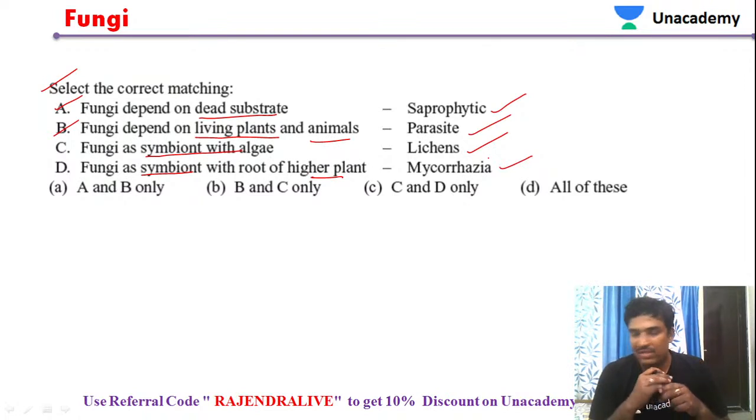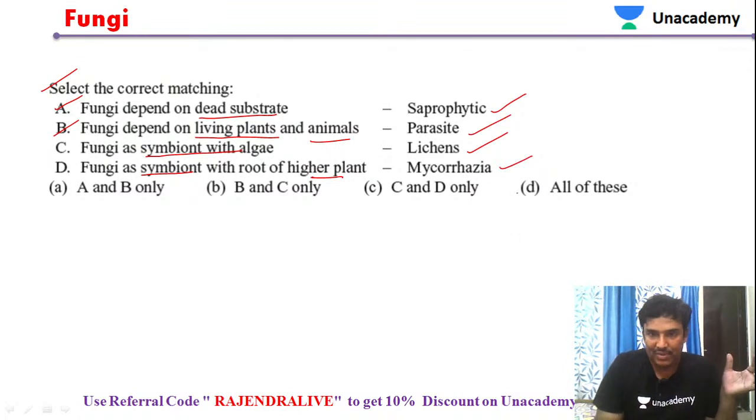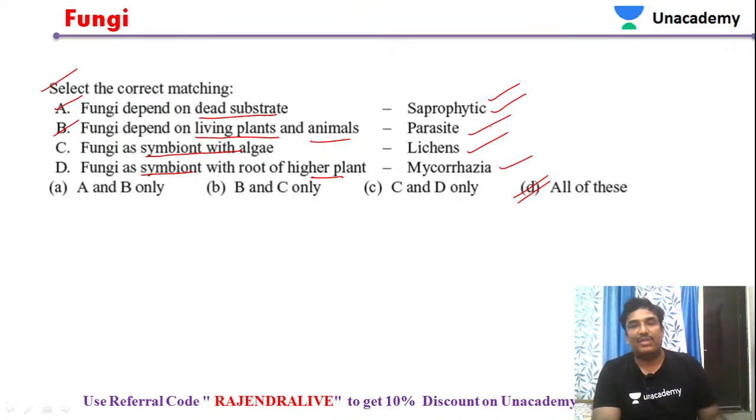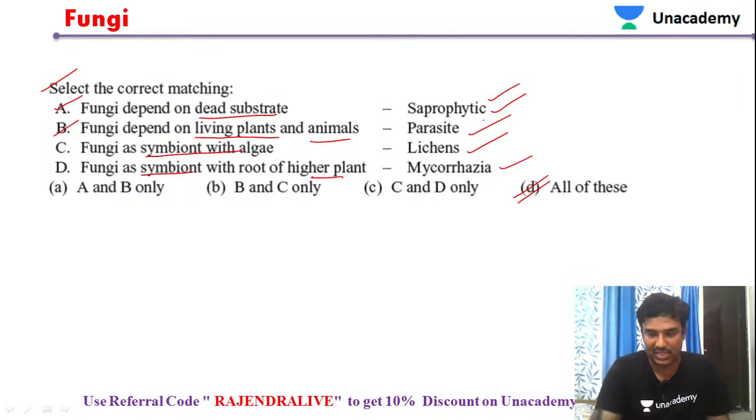So in this case, all the statements are correct, students. Very good, Kirti. Fungi which depends upon dead substrate is called saprophytic. The fungi which depends upon living plants and animals is called parasitic. The fungi which act as symbiotic with algae is called lichens. And symbiotic with roots of higher plants is called mycorrhiza. So all statements are correct in this particular case, students. Okay, let's move to the next question.